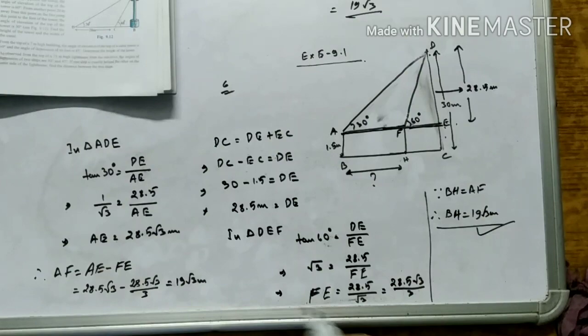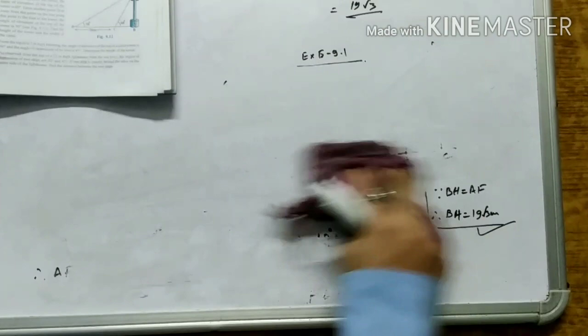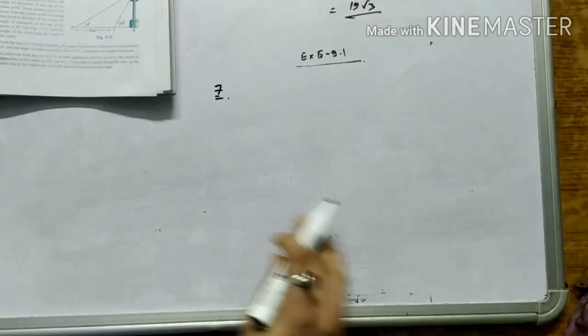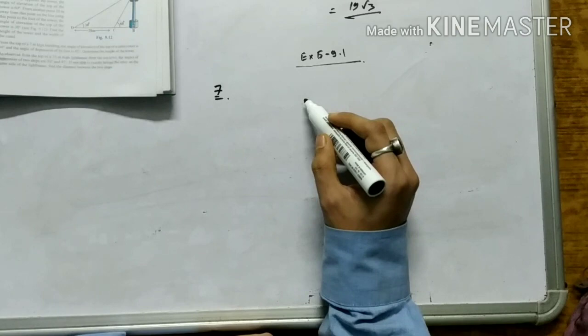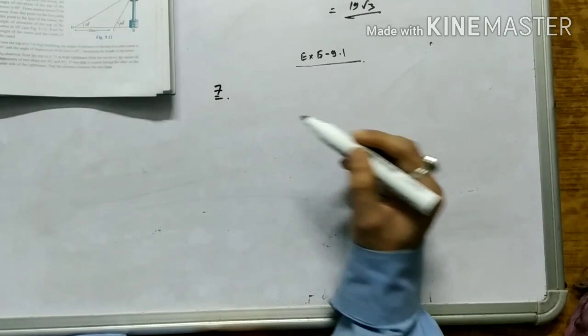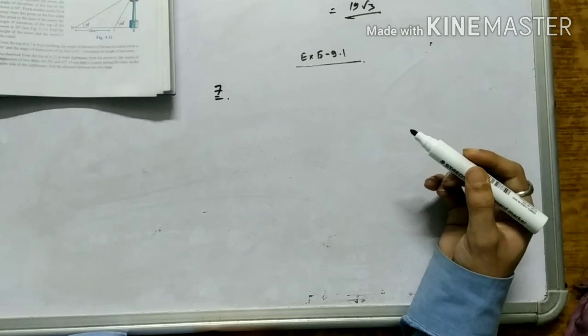Okay, so next we will go to question number seven. From a point on the ground, the angles of elevation of the bottom and top of a transmission tower fixed at the top of a 20 meter high building are 45 degree and 60 degree respectively. Find the height of the tower.